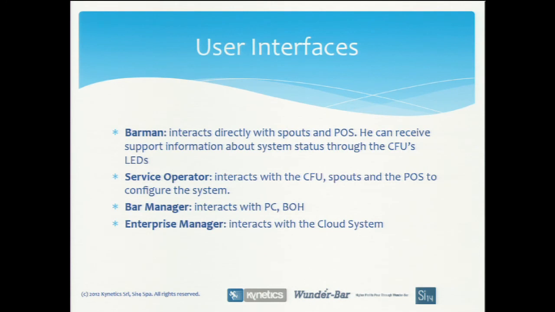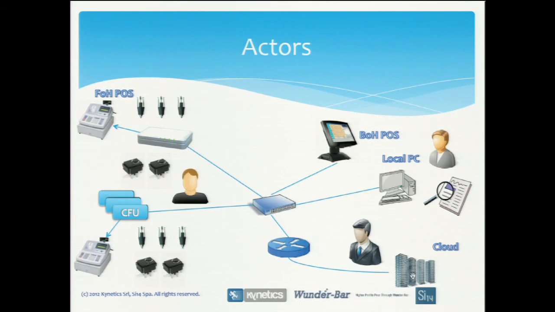Okay, basically there are 4 different actors: the bartender, the service operator who installed the system, the bar manager, and eventually an enterprise manager. So everything is very simple. In the same slide here, I introduced the actors. The bartender is simply pouring liquors or beers in the front of the house operation. The bar manager is managing the reports every day, or eventually the back half of the operation, and the enterprise manager takes care of what's going on in a big area.